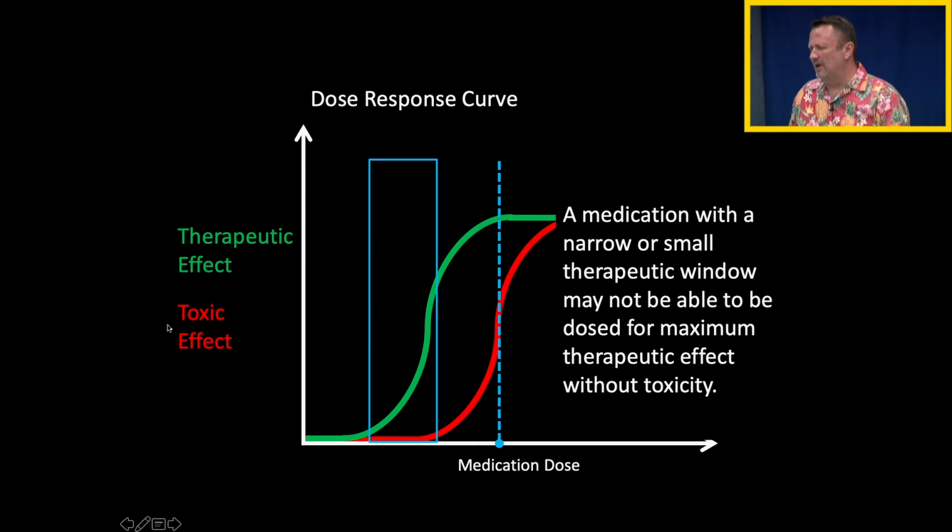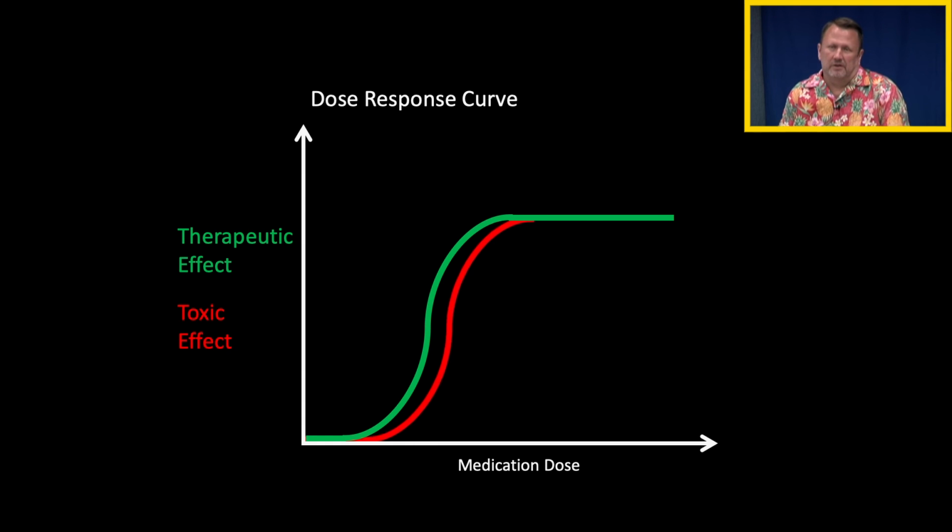And so notice here between these dosages, we can get some effect with no toxicity. But as we dose the drug for more therapeutic effect, what do we start getting? We start seeing signs of toxicity. And so we have to be careful about those medications and be on the lookout for toxicity of the medication because we're trying to achieve maximum therapeutic effect with minimum toxicity. Right?